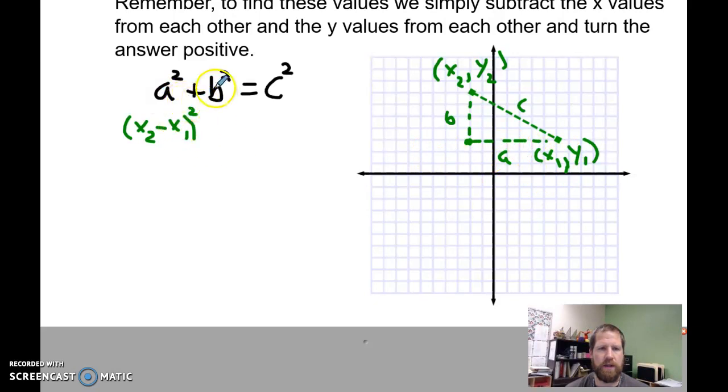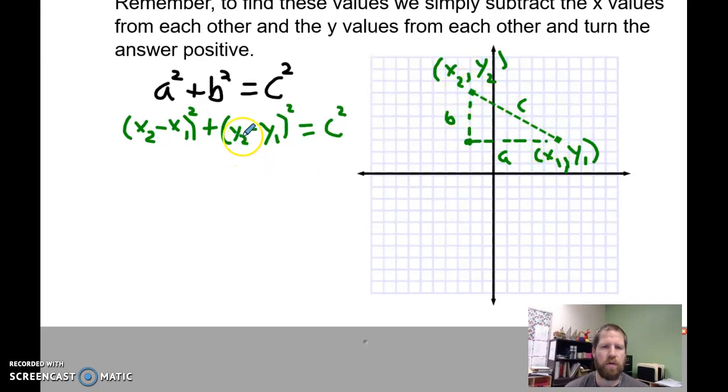All right? Same thing for B. My B is going to be equal to y2 minus y1. And then square it, and that equals c squared. Okay? So that's our first step. We've got our distances in there, and we've recognized that this is a right triangle.